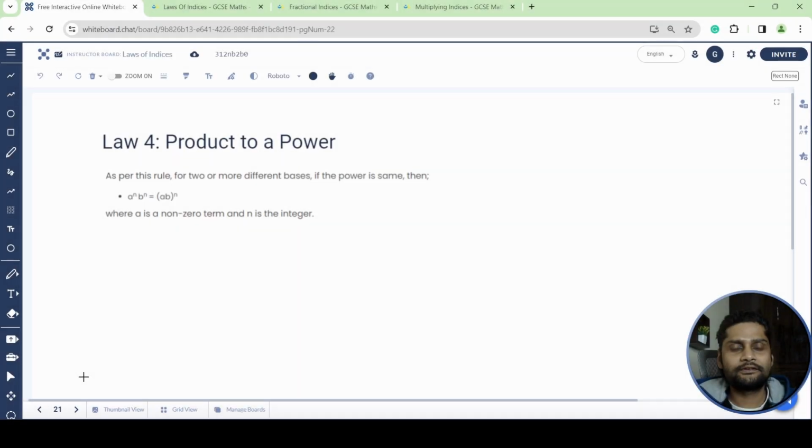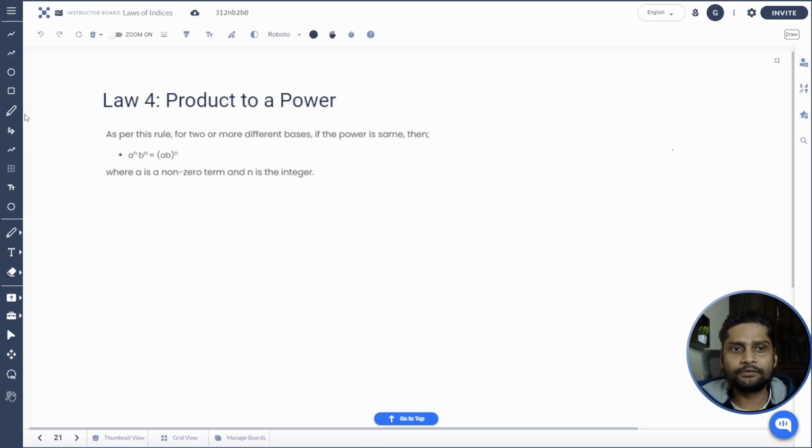Hello students, today we're going to continue with the laws of indices. The next law we're going to discuss is product to a power. So students, let's say we have two terms a and b. They get multiplied and they have the same exponent, suppose n.